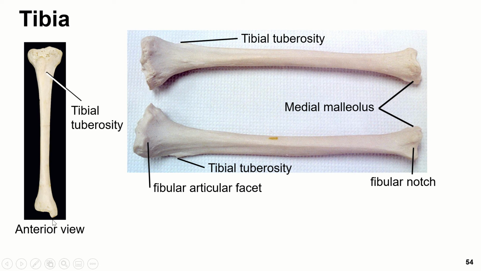So the tibia is the primary bone in your lower leg. It's going to articulate with the fibula that runs here on the lateral side, and we'll show you that in just a minute. But the tibia is the main bone that strengthens your lower leg.